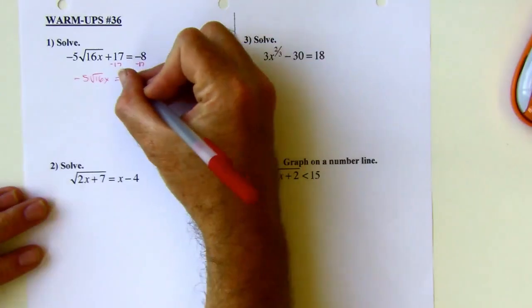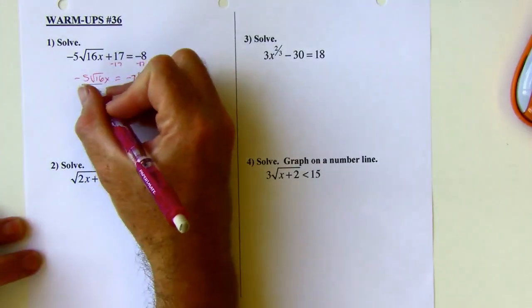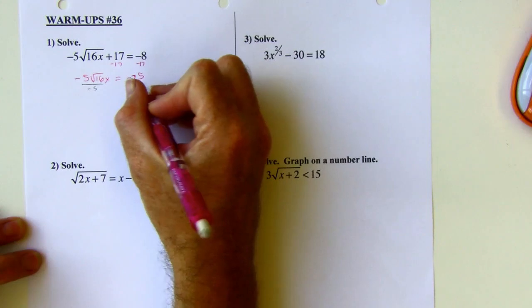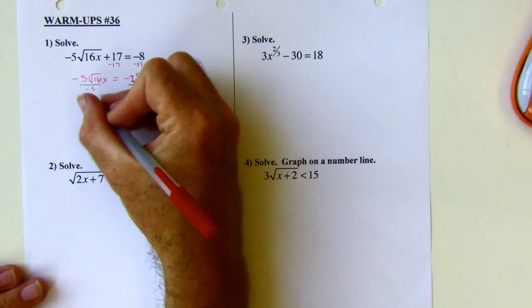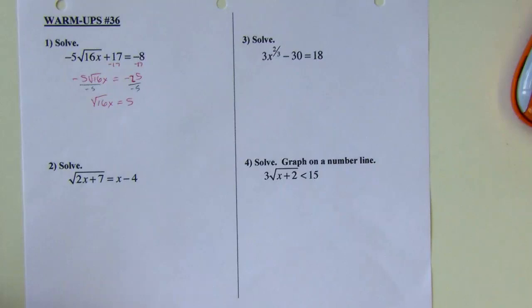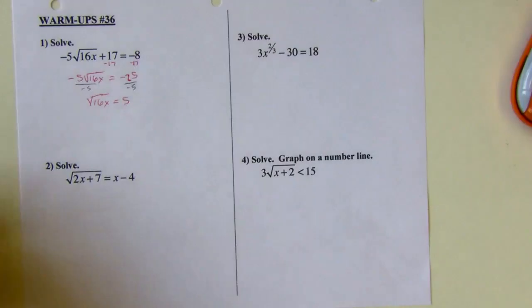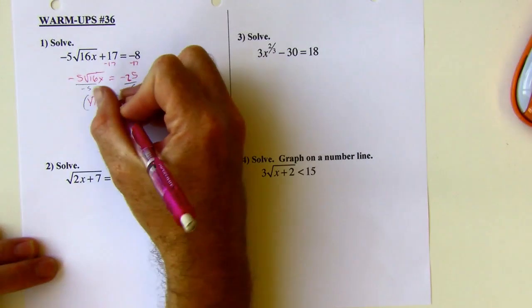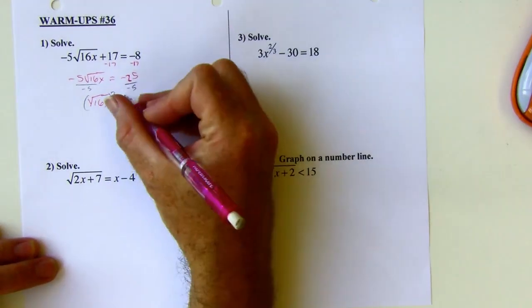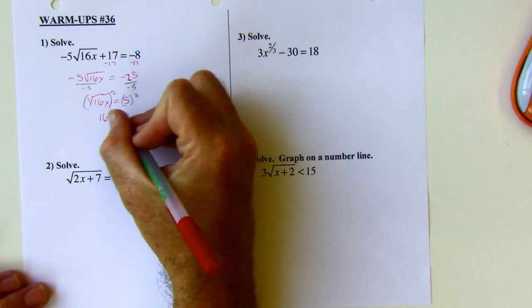Okay. And next thing I want to do is divide the whole equation by negative 5. So square root of 16x is going to equal positive 5. And then now that I've got the radical isolated, I can square both sides of the equation to get the left side to just say 16x. So 16x is going to equal 25.